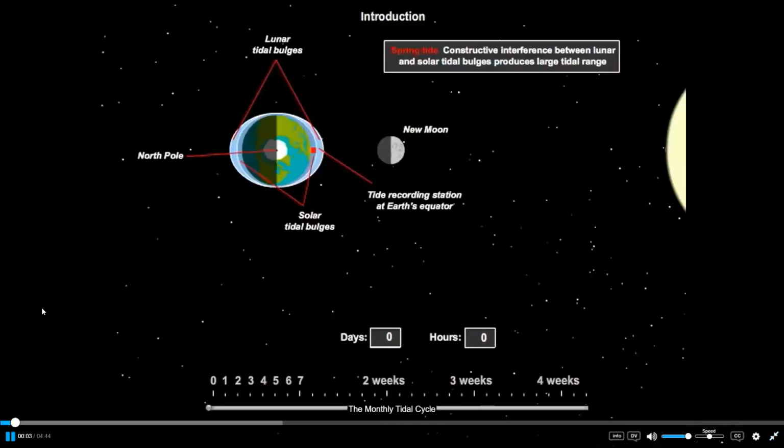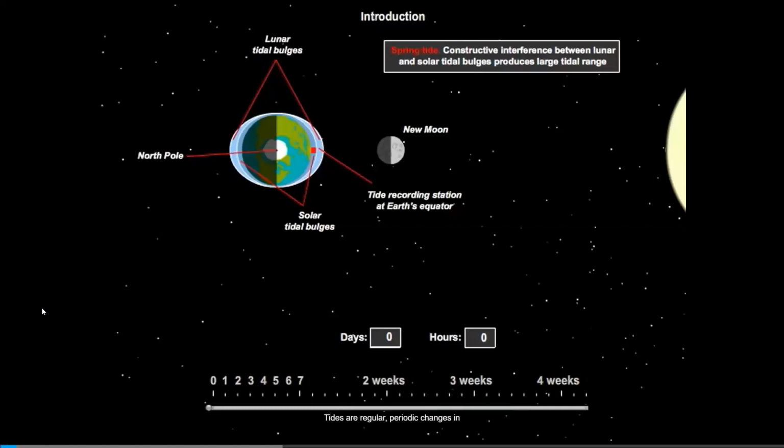The monthly tidal cycle. Tides are regular, periodic changes in sea level caused by the gravitational attraction of the moon and sun, and the orbits and rotation of the Earth, moon, and sun. Gravitational attraction pulls ocean water toward the moon. Because gravitational attraction between two objects diminishes rapidly with increasing distance, there is more gravitational attraction on the side of Earth facing the moon than on the opposite side of Earth.